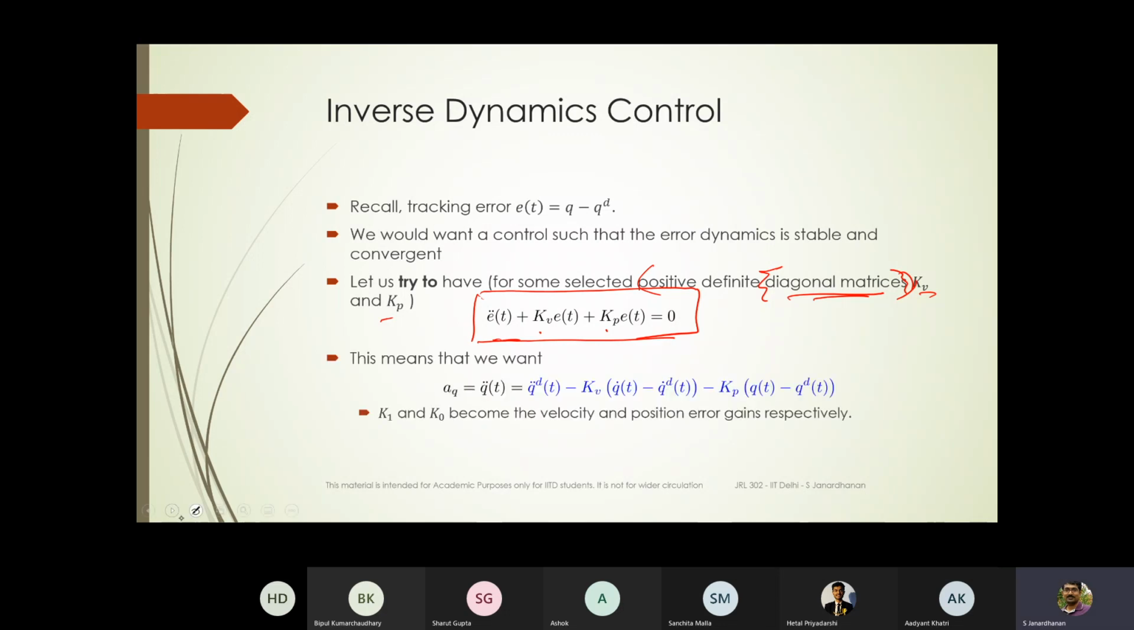Now what does this mean? It means that if you substitute this, and this has to be the desired dynamics, then what you're basically saying is Q double dot minus QD double dot, but Q double dot was AQ. So you have AQ minus QD double dot plus KV times (Q dot minus QD dot) plus KP times (Q minus QD) equal to 0. Rewriting this, you get this equation, which says AQ is Q double dot, which depends on the reference acceleration, and on the desired and actual velocity, and desired and actual position.